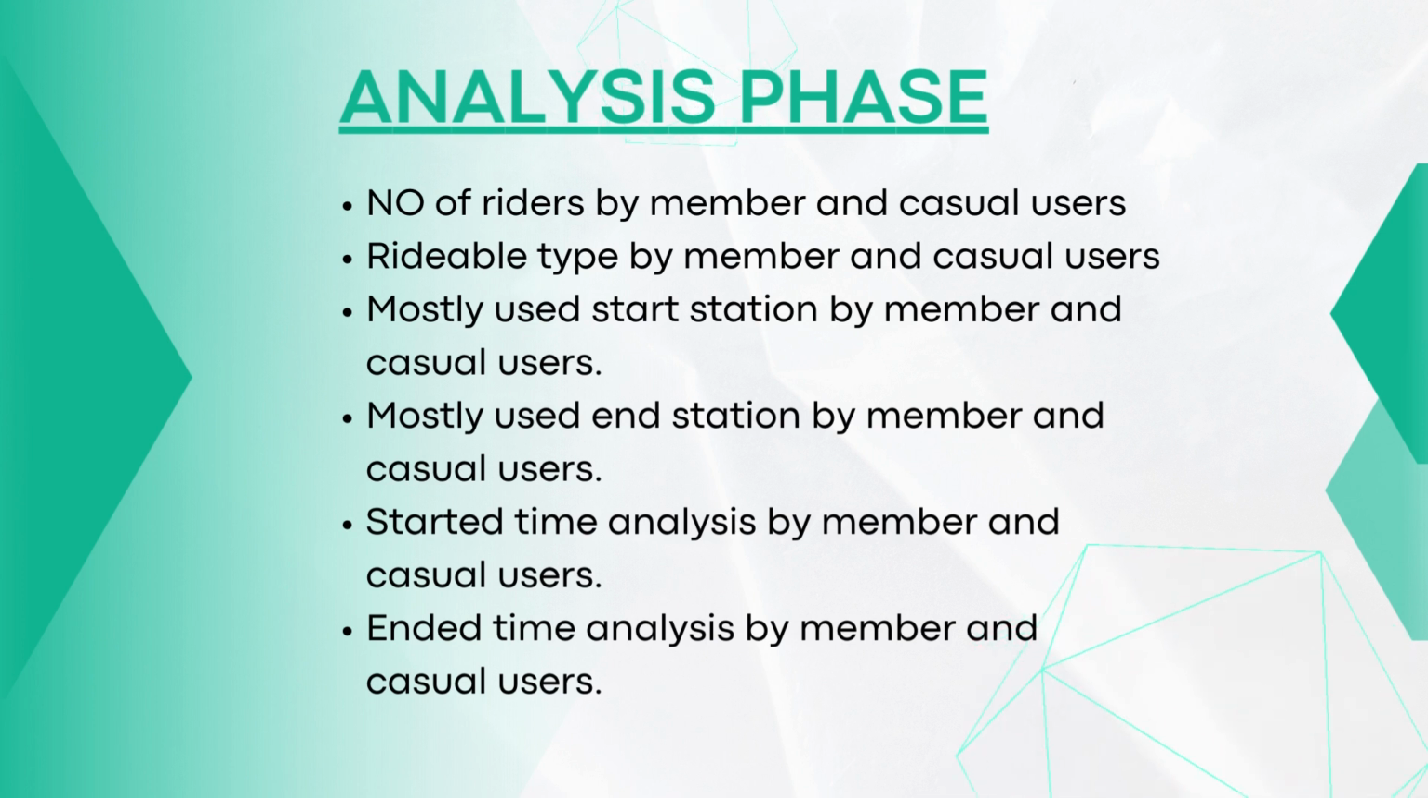In the time analysis, we have three most important factors: month, weekdays and hour. We have to analyze in which month there are more riders by member user and casual user, which hour of the day has more rush by member user or casual user, and which weekday has more riders by member user and casual user. This is all the analysis that we have to do in this task. So let's start our task.